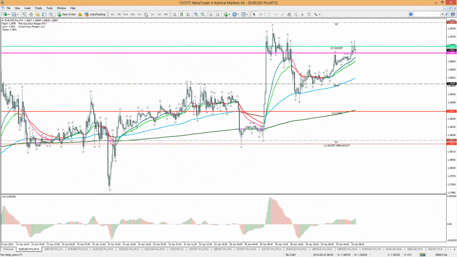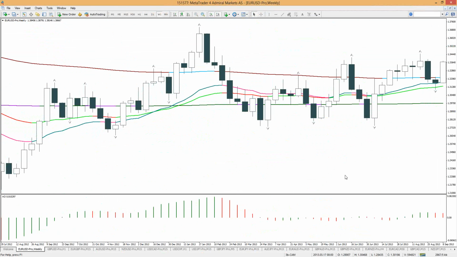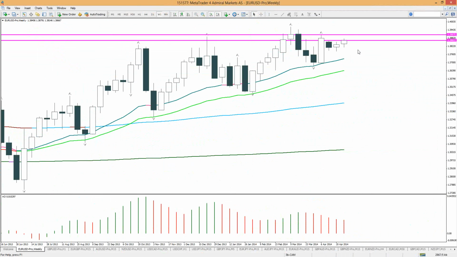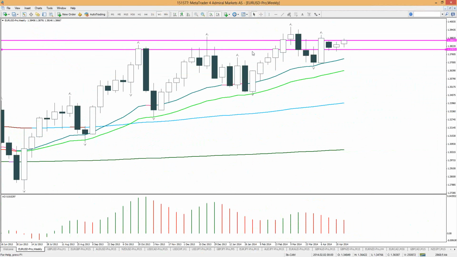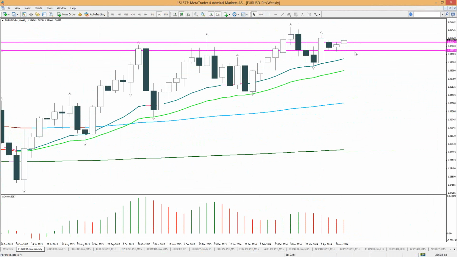And why is that? Well, if you just look at the weekly chart, first of all, and take a look at the last 2 weeks, the difference between the high and the low on the euro dollar. All right? Let's take a look. The two purple magenta lines indicate the high and the low. Well, 2 weeks ago, the difference was 75 pips. Last week, the difference was 70 pips.